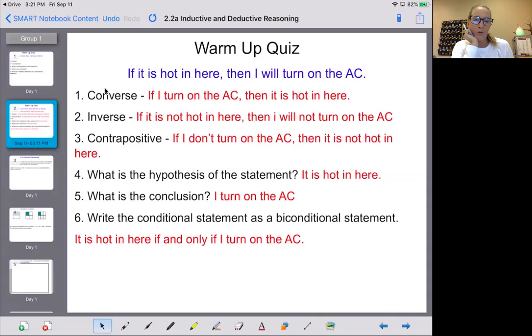And then, of course, the biconditional is when you take out the words if and then. So remember, I told you guys basically just scratch those out. And then in between there, where the comma is right here, is where you put the if and only if. So double check that you got all those right. And if you did, feel free to move on.